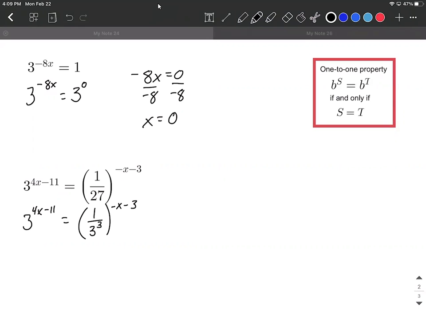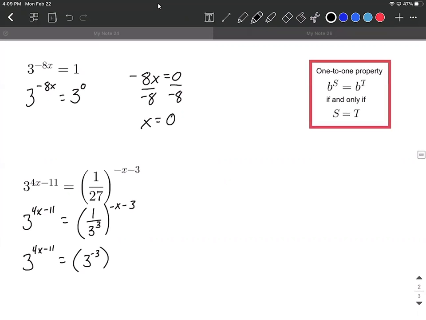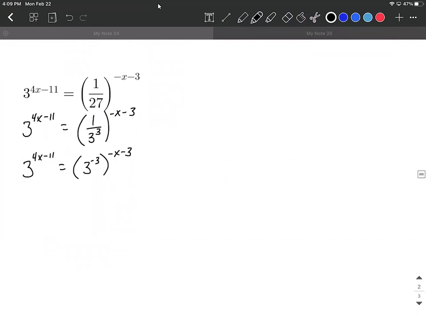All right, and then this isn't quite satisfying the one-to-one property where it's just 3 to a power on each side. Instead, what we can do is move the 3 to the third power from the denominator up to the numerator as long as we switch the sign on the exponent. So 3 to the negative third power is equivalent to 1 over 3 to the positive third power. Bring along our exponent.